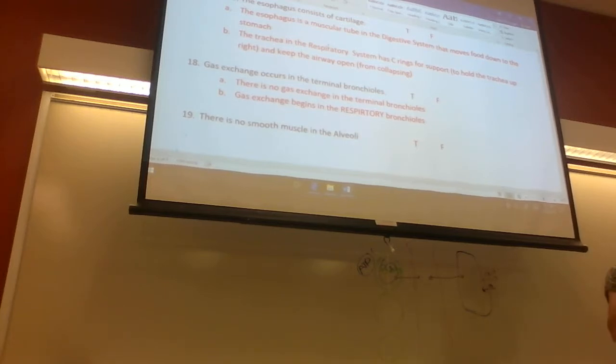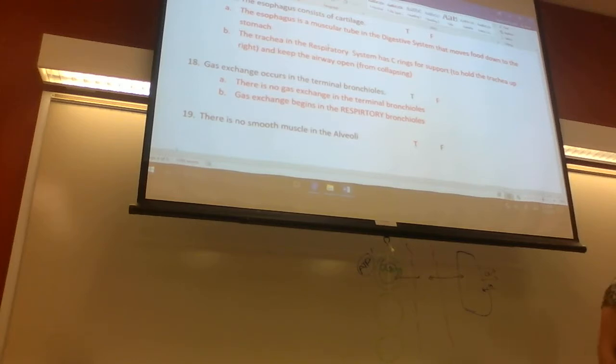cartilage, because your trachea has to be supported. You have to be held up. If your trachea was muscular, then it would collapse, it would fold, it would kink up, so to speak. So we don't want that. So we have cartilage. Lucky us. So that's that.